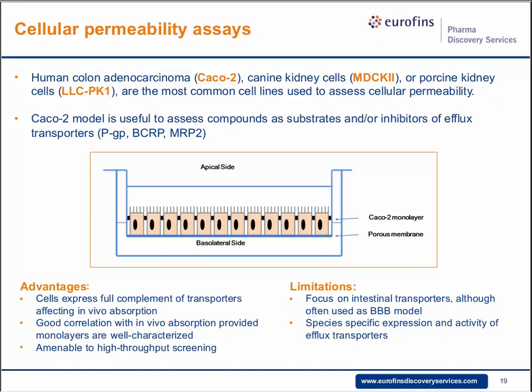A limitation of these assays is that the focus here is on intestinal transport, although because of the involvement of PGP and BCRP in both the intestine and the blood-brain barrier, the Caco model is often used as a surrogate model to assess the ability of compounds to cross the BBB. Another limitation here is that there can be species-specific differences in transporter expression and activity, and results obtained in permeability assays in these human, dog, and porcine cell lines, the cell lines commonly used in this approach, may not always correlate.